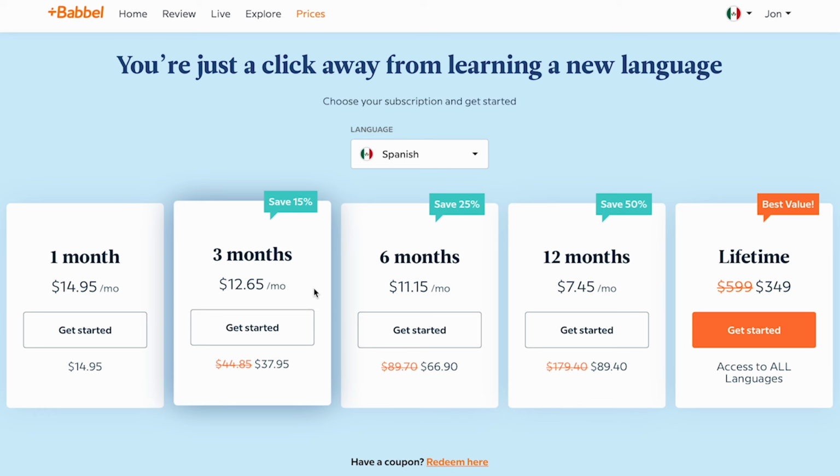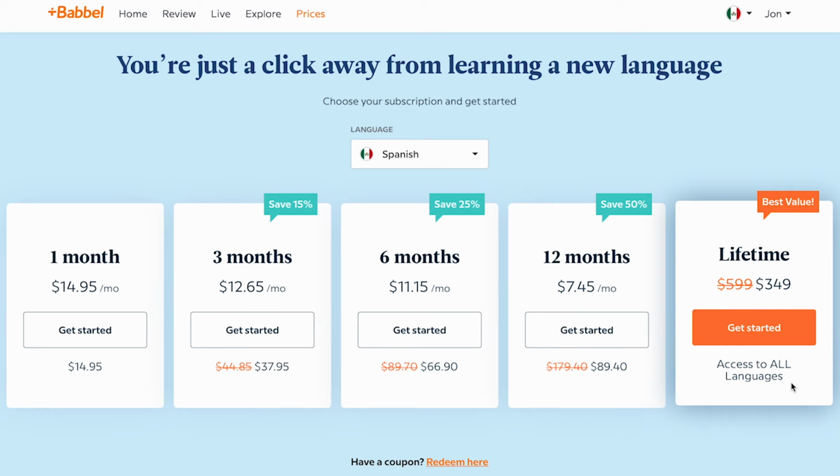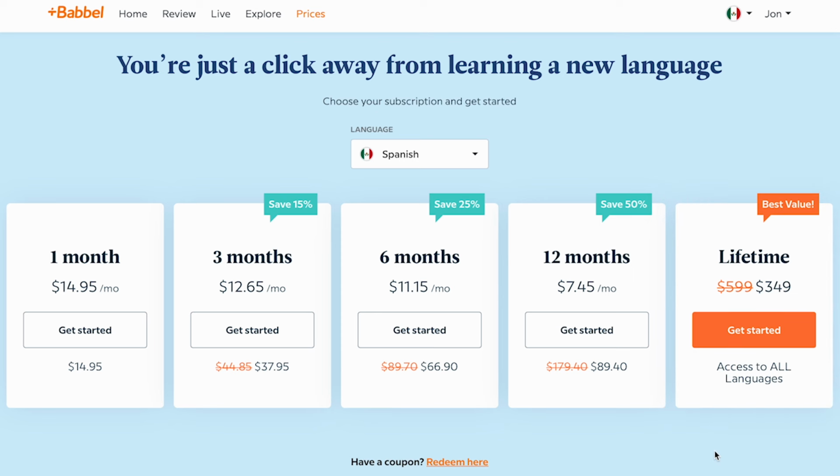Now, Babbel on the other hand doesn't do the freemium model. They just have 3 different subscription options to choose from: a 3-month plan, a 6-month plan, and a 12-month plan, which range from around $6 to $9 per month after discounts. And for those looking to learn 2 or 3 languages, Babbel also offers a lifetime plan, which costs around $300, and that includes access to all of Babbel's languages.